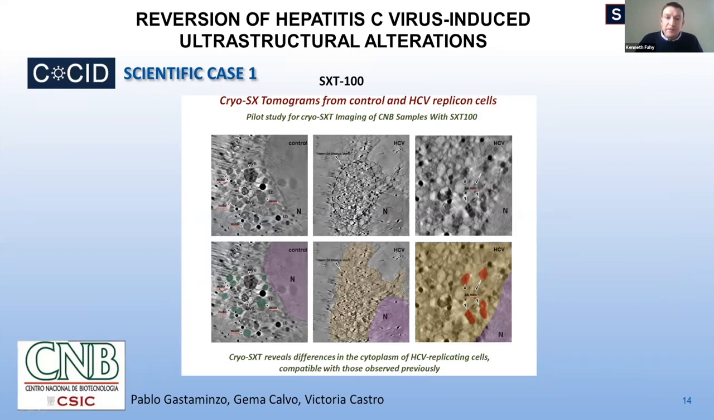So this particular study, scientific case number 1, is led by Pablo Gastamenza at CNB Madrid, and he's investigating the effects of hepatitis C infection on hepatocytes. And this study is a continuation of a previous study done at the ALBA synchrotron soft X-ray microscope. So the SXT100 imaging is confirming the remodeling of membranes and mitochondria in HCV infected cells previously seen at ALBA. And the next step in this project now is to use the SXT100 to look at the reversion of structural damage by direct acting antivirals.